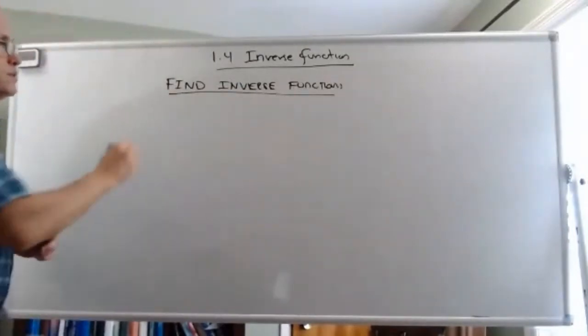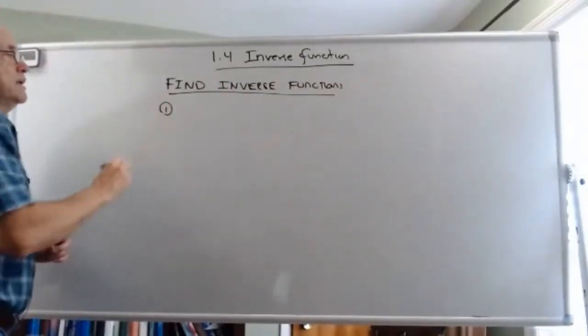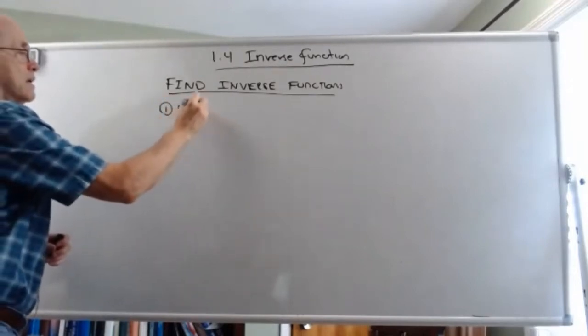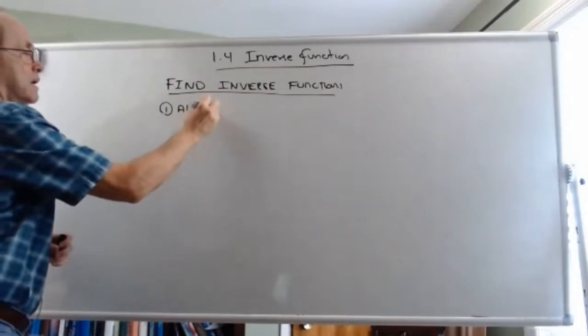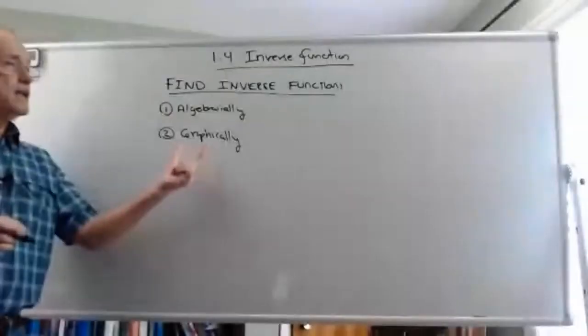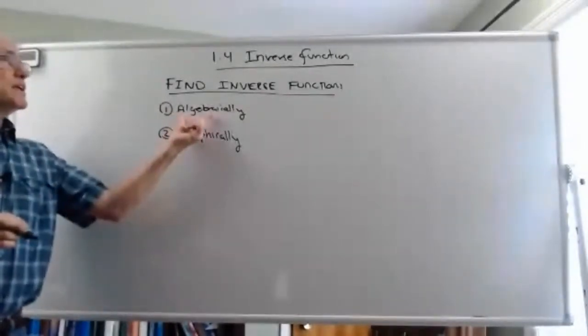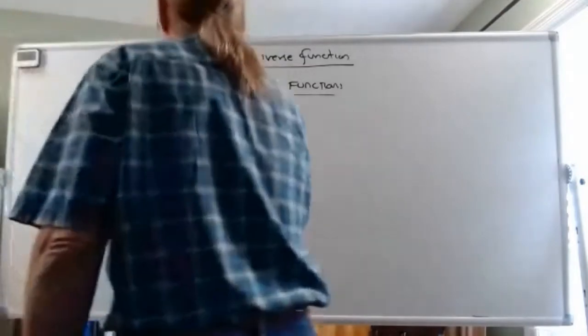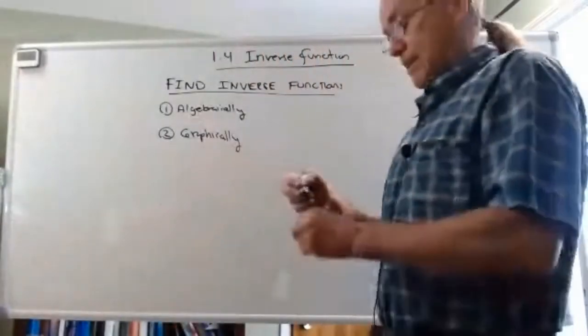Okay, so a couple of different ways. One is algebraic. If I'm given its algebraic representation, I'll show you how to do that as well. Okay, let's start with the easier one. It's a picture. Let's start with the graph.